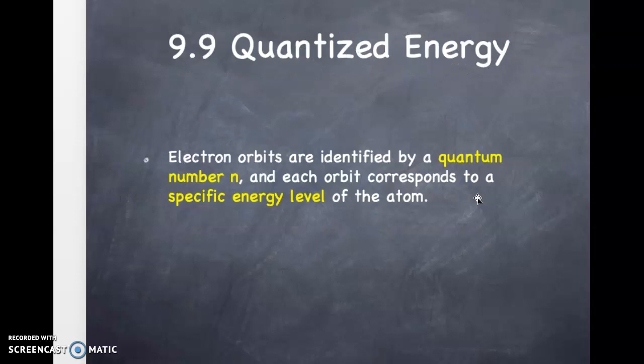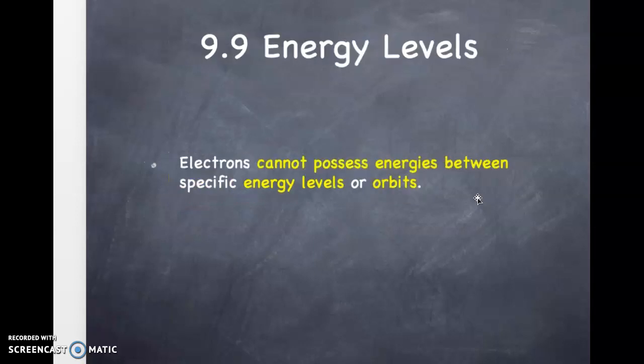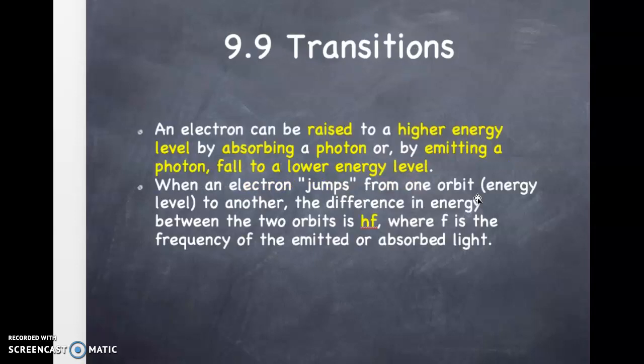Electron orbits are identified by quantum number n, and each orbit corresponds to a specific energy level of the atom. Electrons cannot possess energies between specific energy levels, or what we call orbits. An electron can be raised to a higher energy level by absorbing a photon, or by emitting a photon fall to a lower energy level. When an electron jumps from one orbit to another, the difference in energy between the two orbits is h times f, where f is the frequency of the emitted or the absorbed light.